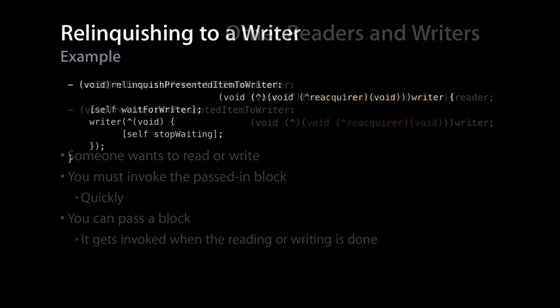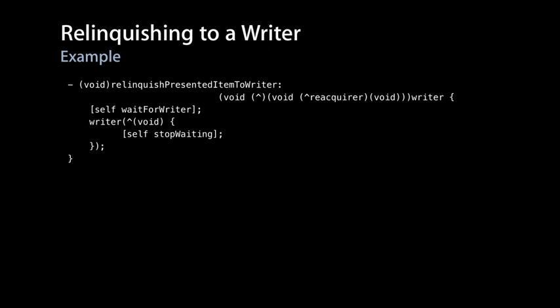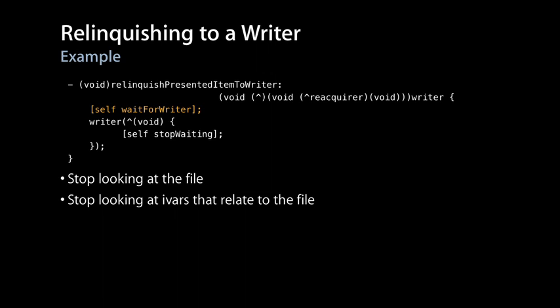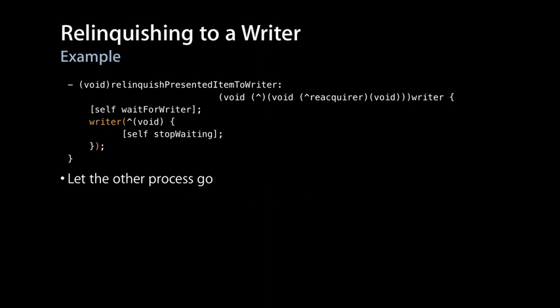So let's look at an example. So here we have a sample implementation of relinquishPresentedItemToWriter. So the first thing you want to do in implementing a method like this when it gets called is make sure that you stop looking at the file that's about to be written to. You want to make sure that you stop looking at any ivars that might relate to that file. Basically, stop paying attention to it for that moment in time. The very next thing that you need to do is make sure that you invoke that writer block that gets passed in. Again, this is the actual unit of writing that is about to happen to this file. This is your chance to basically let the other process go, and you have to do this.